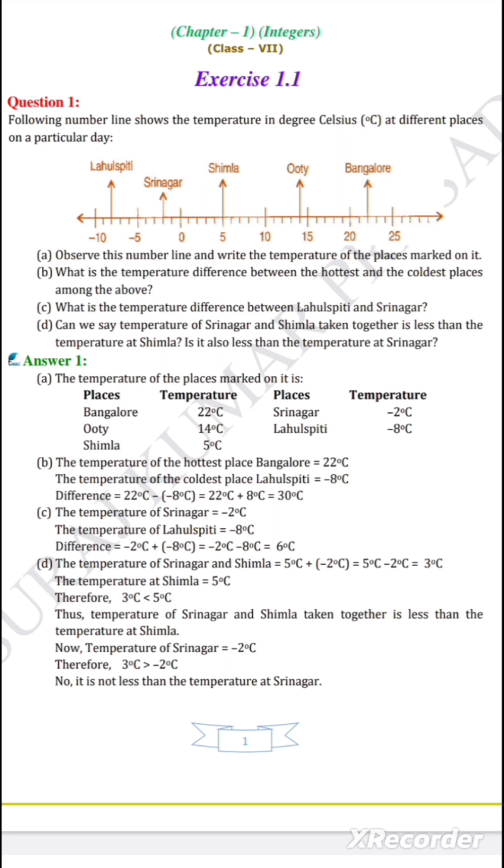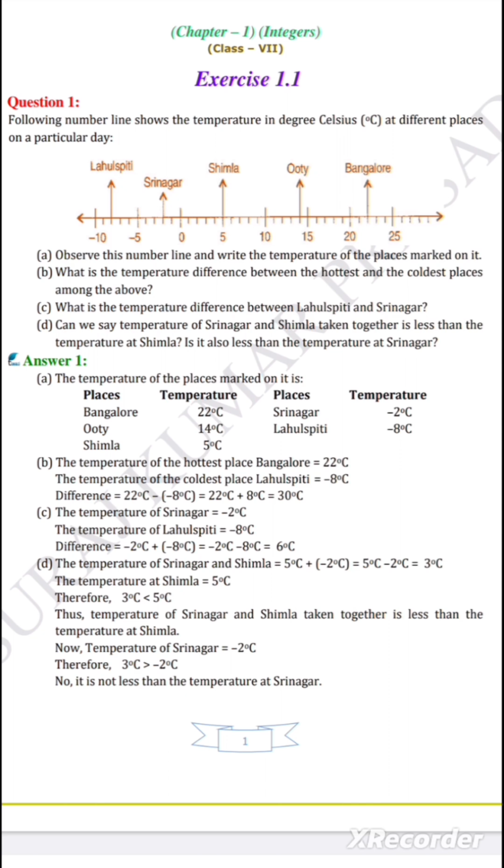What is the temperature difference between the hottest and coldest place among the above? As we know from the given places, the hottest place is Bangalore and the coldest place is Lahul Spiti. The temperature of the hottest place Bangalore is equal to 22 degrees Celsius and the temperature of the coldest place Lahul Spiti is equal to minus 8 degrees Celsius.